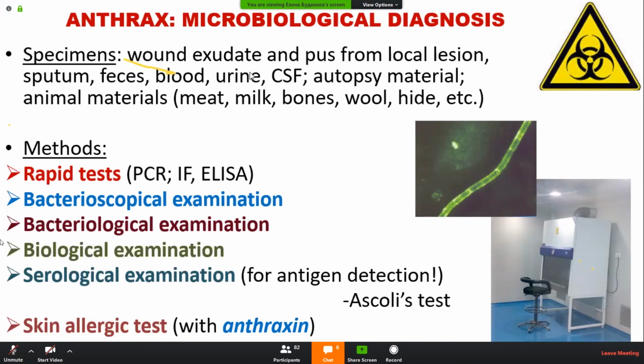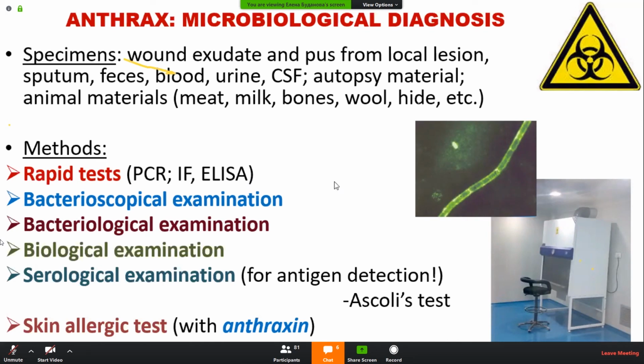By the way, in generalized cases of disease, there will be hemorrhagic meningitis, due to circulation of bacteria and passing through the blood-brain barrier. They can invade meninges, causing meningitis. Well, autopsy material in fatal cases, because the disease is life-threatening, and animal materials are also tested: meat, milk, bones, wool, hides, and others. Methods, all 6 methods again are mentioned here.